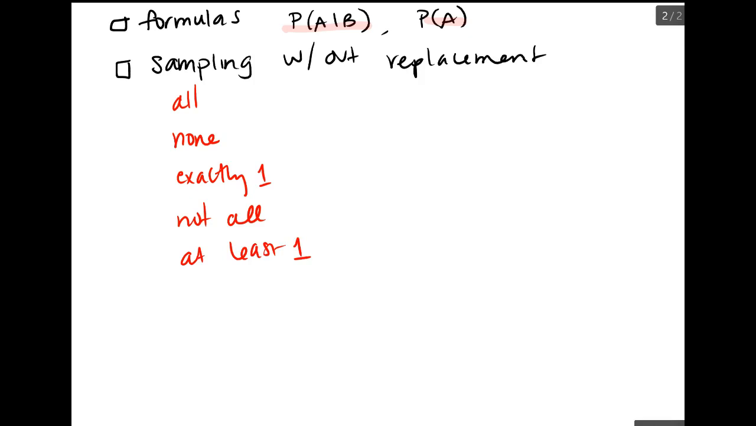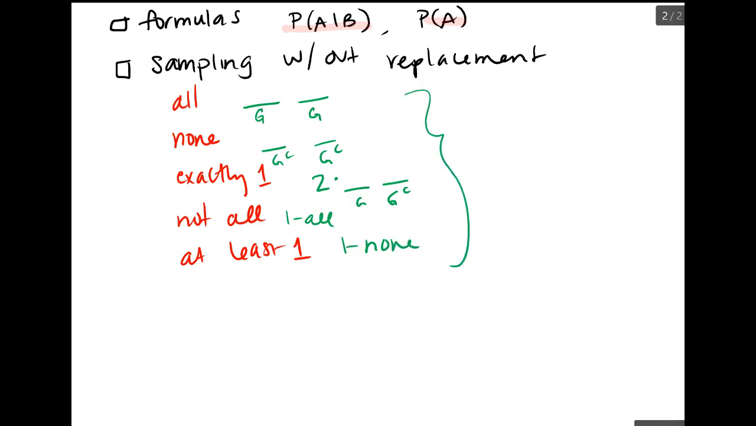So all was we needed the thing that we were looking for twice, so maybe this was a green M&M. None was that they both weren't green. Exactly one was one we had to do 2 times. And then not all was 1 minus all, and at least one was 1 minus none. So again, I broke all these down on that one problem, and there's a ton of them in the practice problems. But I find students, the most common mistake, again, is just answering the wrong question or multiplying by 2 when they shouldn't, or forgetting to multiply by 2 when they should.